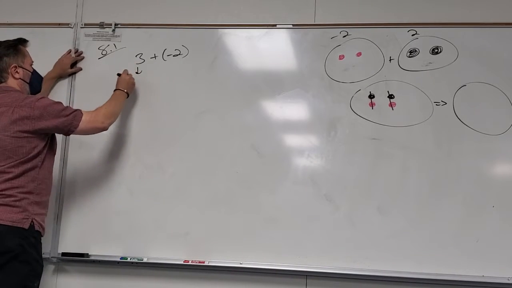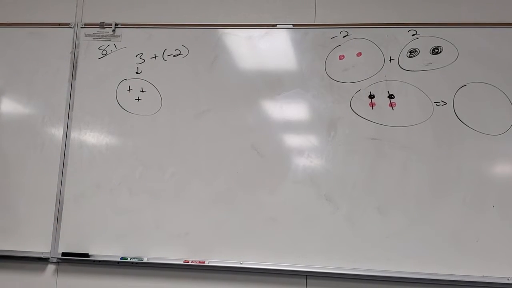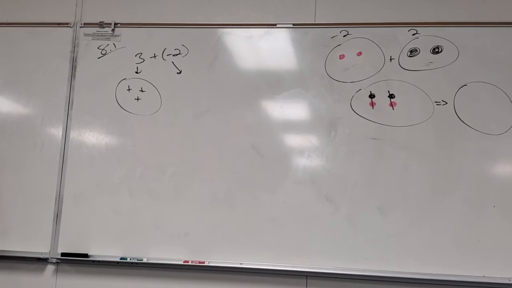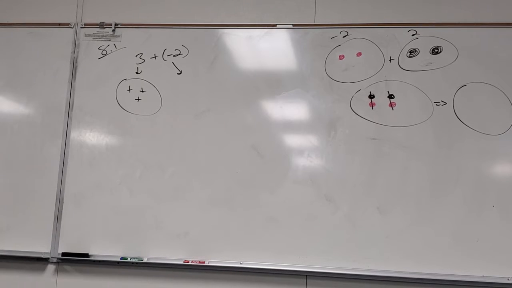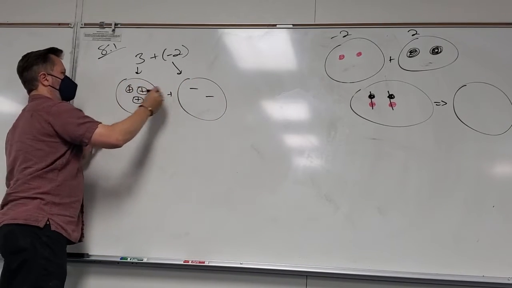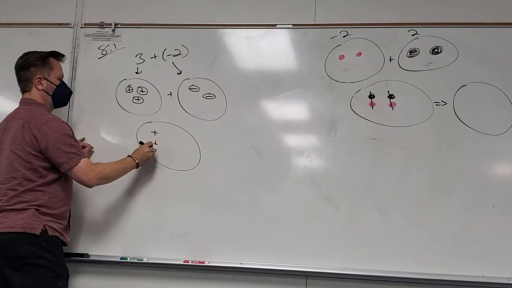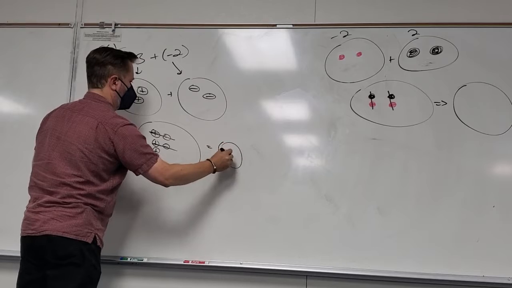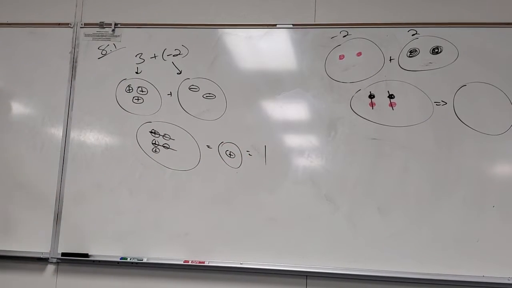So you could do, that's a little dead dude, sorry. A little dead dude. -2 would just be negatives, right? Let's put these in a little. So when I put them all together, I get +++, negative, negative. Of course, a plus and a negative will kill each other. So I'm left with one plus, which represents 1, which of course is what 3 + -2 is. Thank God.